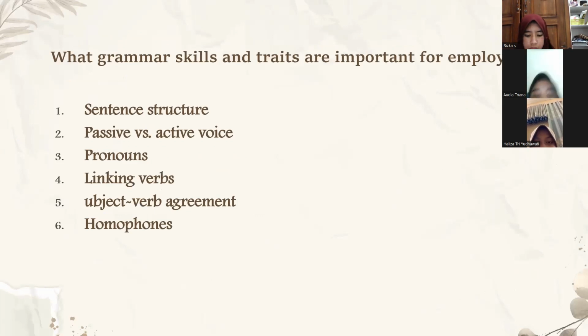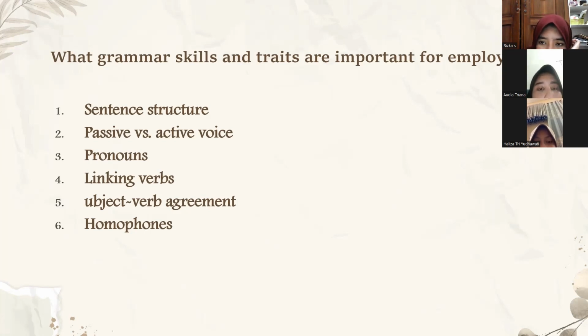What grammar skills and traits are important for employees? So number one is sentence structure. To communicate effectively in the workplace, employees should understand the different elements of a sentence and how to use them in the correct order. This includes verbs, adverbs, adjectives, nouns, prepositions, subjects, objects, and clauses. And number two is passive and active voice.